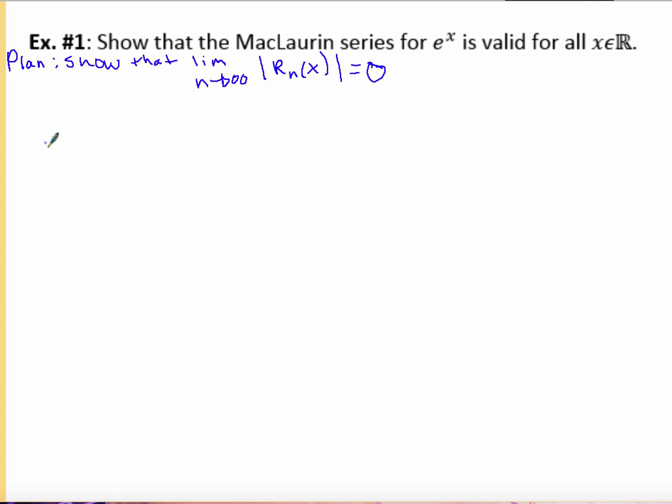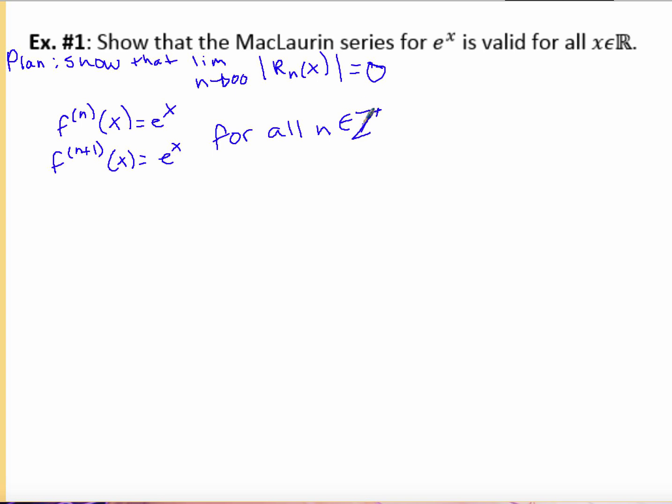Now, with e to the x, e to the x is a really fantastic function because its derivative is itself. And then the next derivative is still itself. So we know that the nth derivative with respect to x is equal to e to the x. We also know that the next derivative, the n plus 1 derivative of e to the x, is also e to the x. And this is true for all n existing on the set of integers. Remember, n has to be an integer because we're talking about its place in a series of numbers.